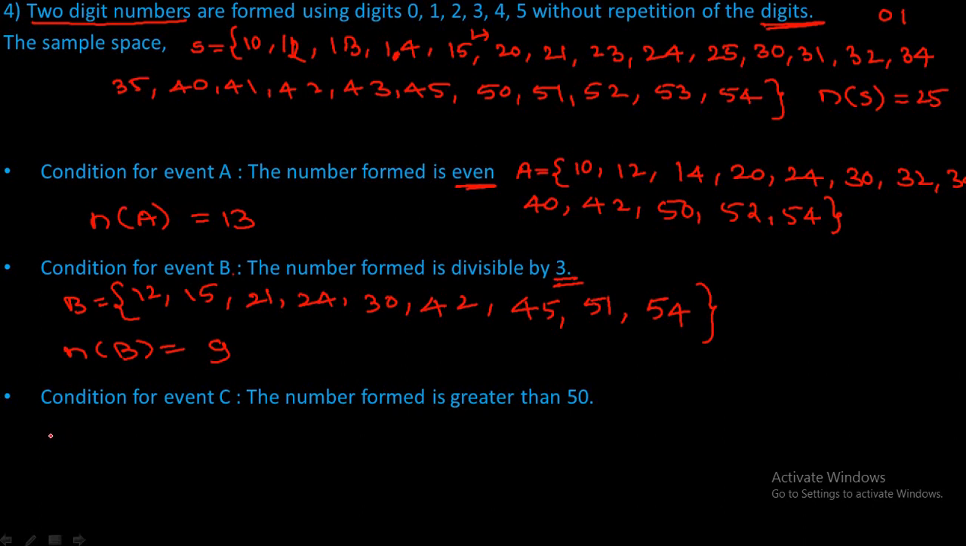Next, condition C, so you have to write the C event. The number formed is greater than 50. Which are the numbers greater than 50? Not 50, more than 50 you have to write. 51, 52, 53 and 54. So these are the numbers formed which are more than 50. Therefore n of C is 4. I hope you understood. This is the fourth problem.